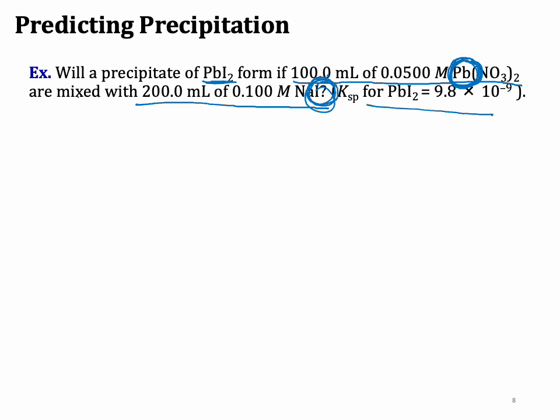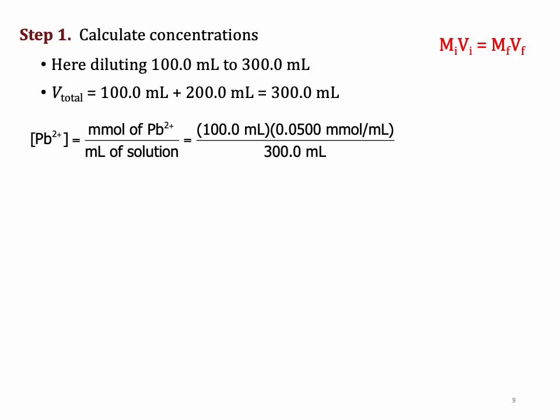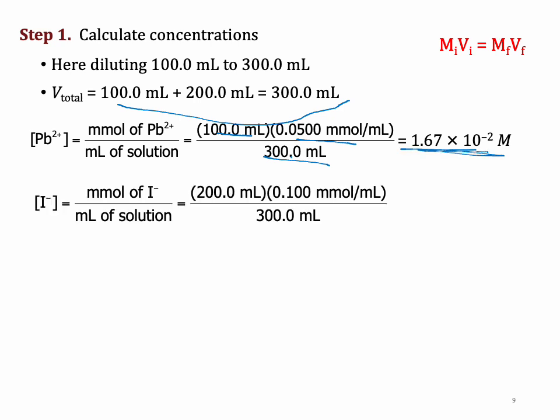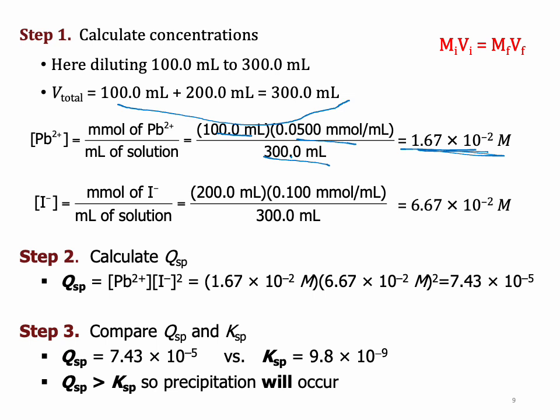Please try this question on your own, and the answer is already given to you, so I'll play the answer right here, but please try the question on your own. We use the same approach. Final volume is 300 ml. M1V1 divided by V2 gives me M2. This is lead. Same thing I do for iodide. This is the iodide concentration. Then we find QSP for each, and then we compare Q and KSP. And this is what is precipitation, QSP versus KSP.